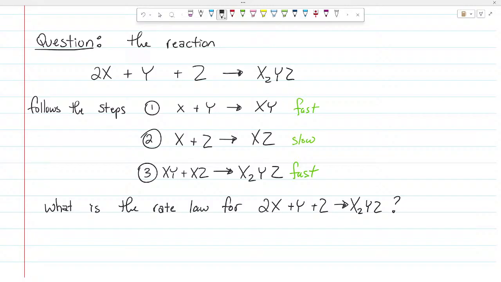There'll always be a slowest step, right? You would actually get these out with numbers, but in the end, statistically speaking, you're not going to have something that takes the exact same amount of time as another reaction. There will be a slowest step.